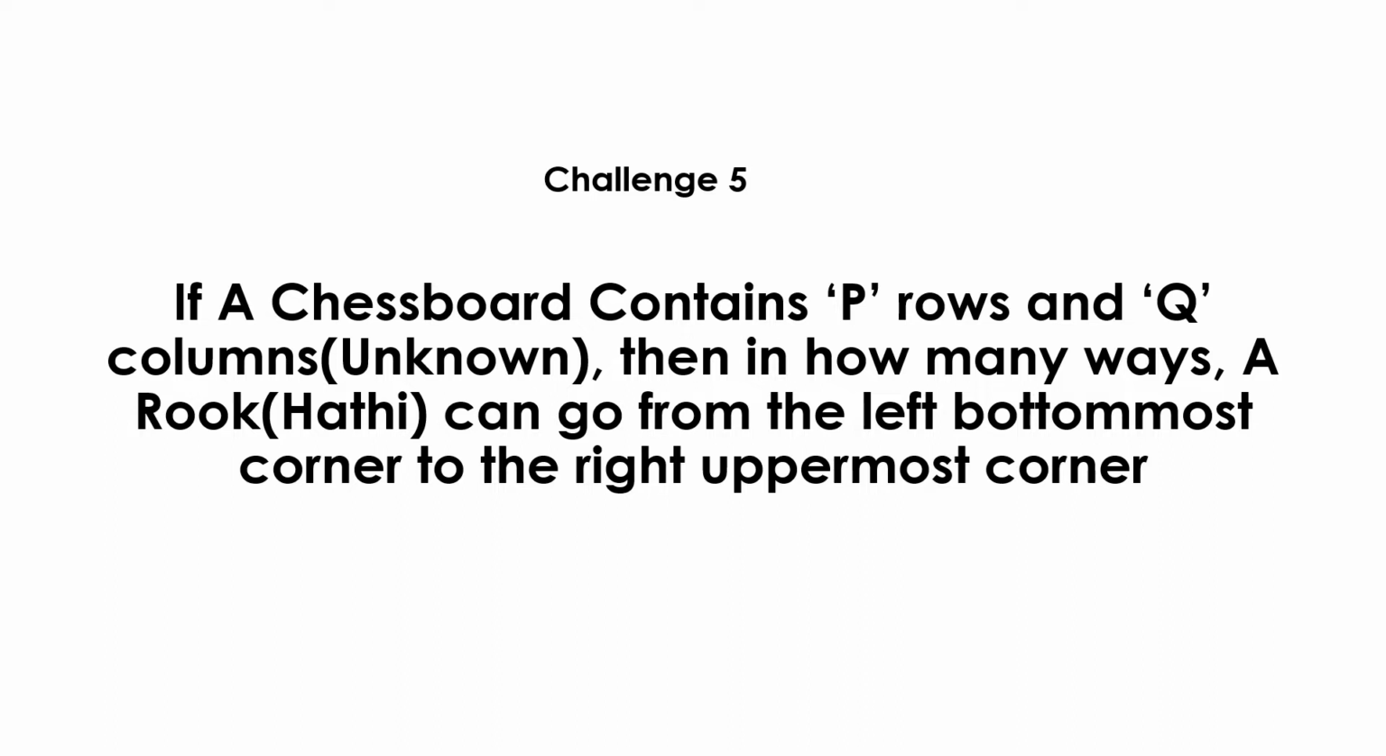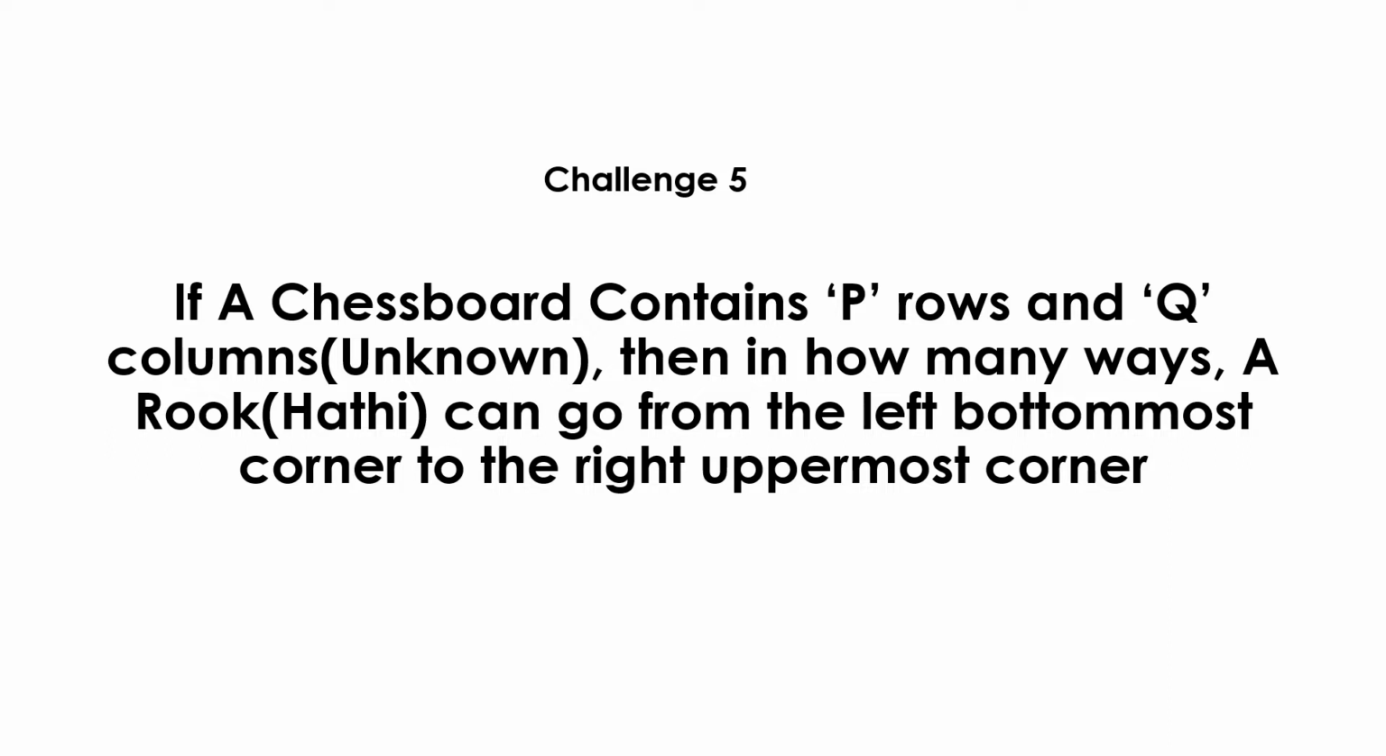So today's challenge is quite interesting, as it is one of my favorite questions. The question is: if we are given a chessboard which contains p rows and q columns, which are not known to us and will be given by the user, then in how many ways can a rook, or we can say hathi, go from the left bottommost corner to the right bottommost corner? It's actually the box, not the corner, it's the box.